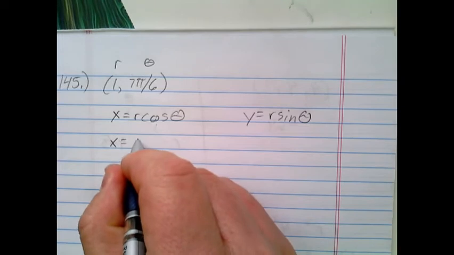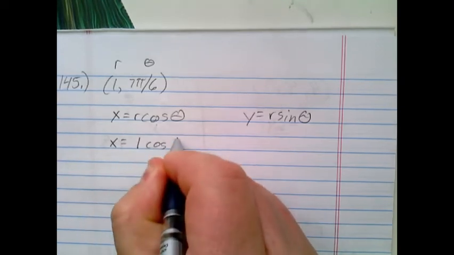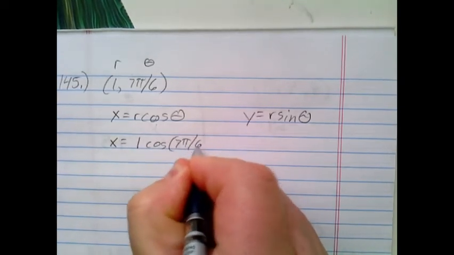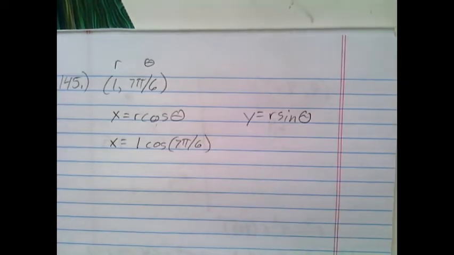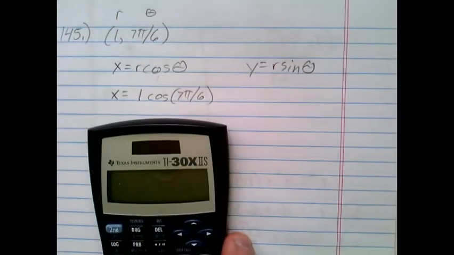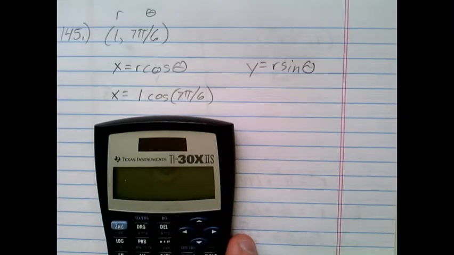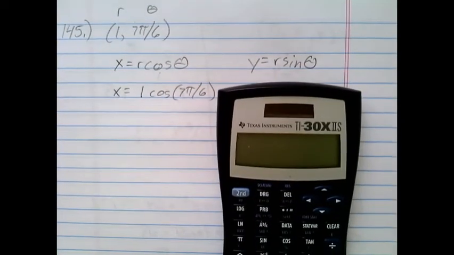So x equals 1 times cosine of 7 pi over 6. Now, again, you could put that into your calculator. And maybe I will, just to model what that would look like. Make sure you're in radian mode. Clear that off. 1 times cosine of 7 pi divided by 6. Okay, that's negative 0.866.